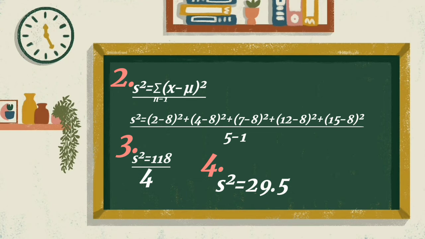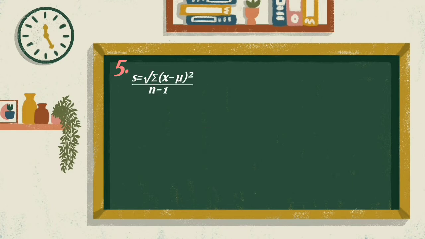So ngayon, to get the value of our standard deviation, since it's a sample data, we are using this formula. We will simply get the square root of our answer sa variance natin. So, square root lang natin yung variance para makuha natin yung standard deviation natin. So, square root of 29.5, so that is 5.43. So, ganyan lang ang pagkuha ng variance and standard deviation.